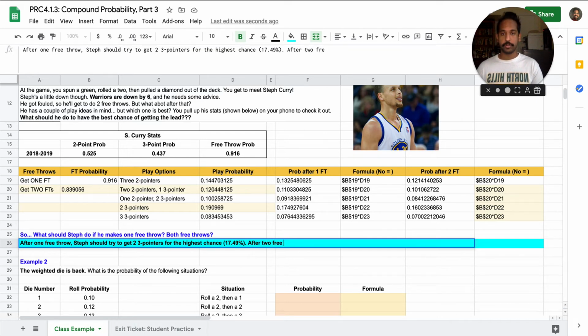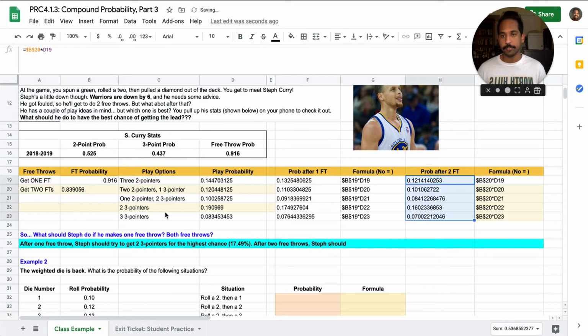And then what about after 2 free throws? After 2 free throws, Steph should, let's just say should. We look here again, and actually the same thing for this one. He should also try for 2 3-pointers, this time though for a lower chance of 16.02%.